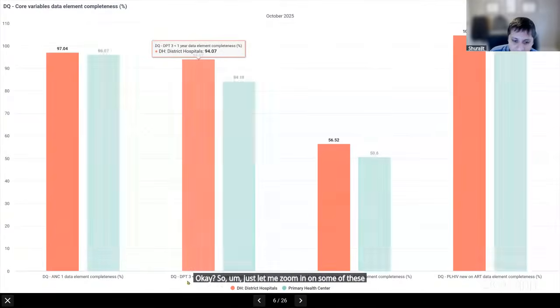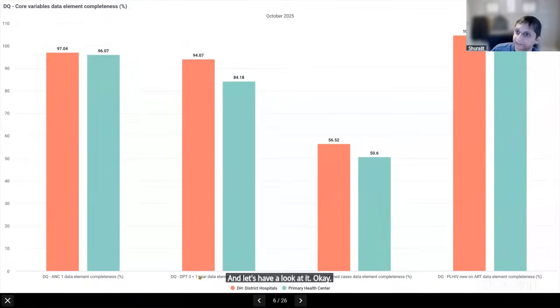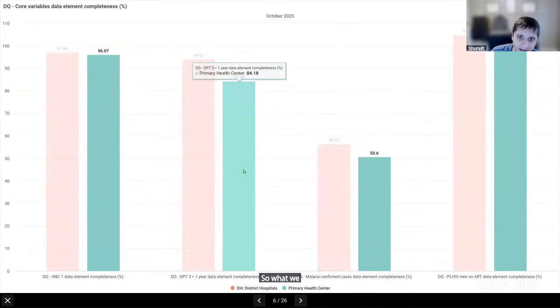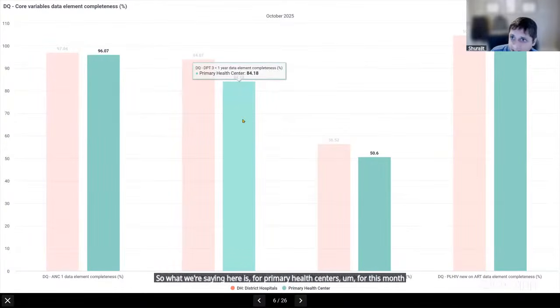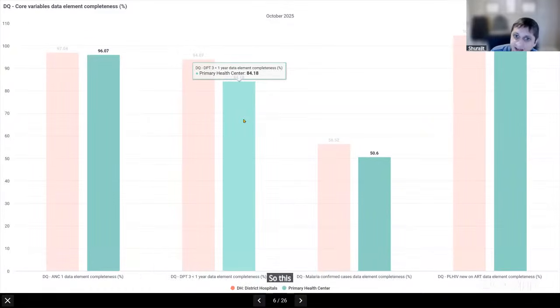So let me take DPT3 less than 1, and let's have a look at it. What we're calculating in this instance is the data element completeness for this specific variable. So what we're saying here is that for primary health centers, for this month, in this case October 2025, I have a data element completeness of 84%. This means the data is 84% complete for this particular variable, okay?